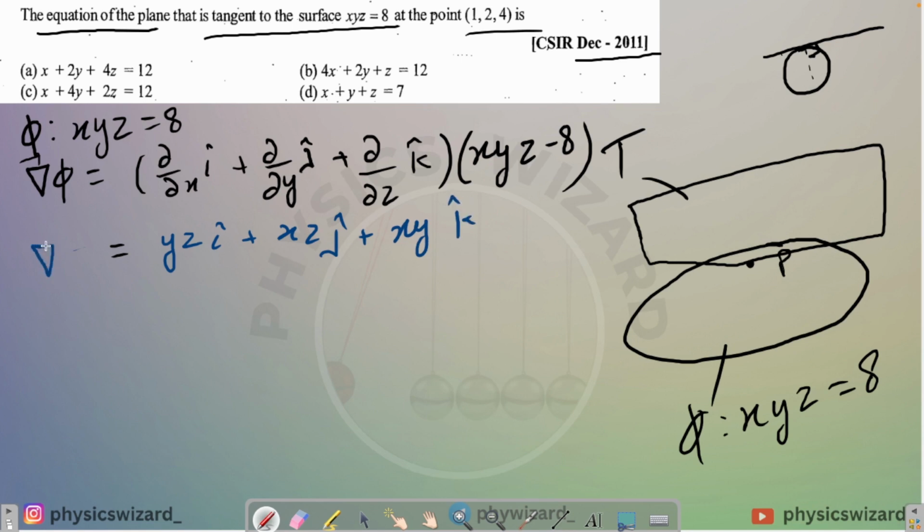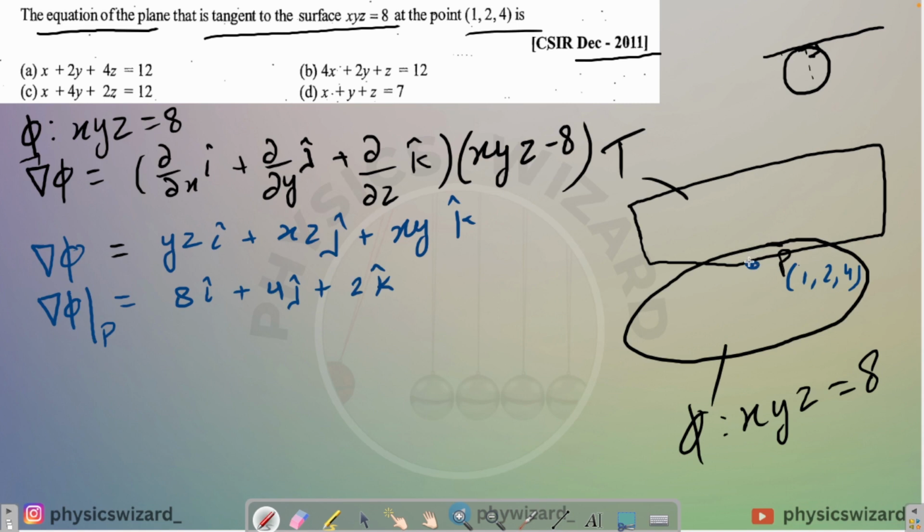That is a perpendicular vector, del phi. But we know that we have to find the vector at point P, and we know the coordinates of P, that is (1, 2, 4). So we will calculate here del phi at P. Then what we will get? 8i plus 4j plus 2k.